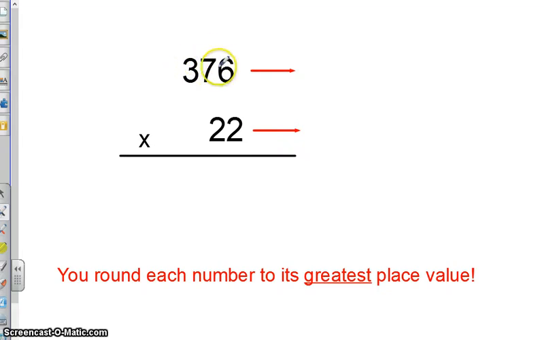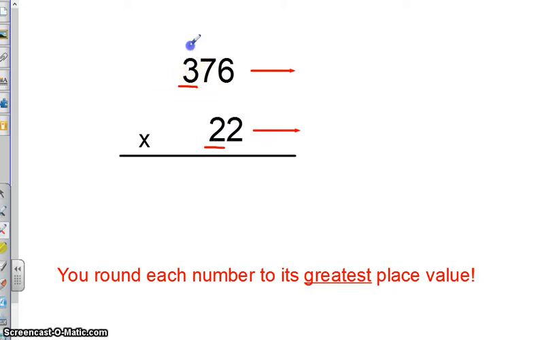So if you look at 376, the greatest place value is the hundreds place. So we're going to round this number to the nearest hundred. 22, its greatest place is the tens place. So we're going to round 22 to the nearest 10. Okay, so let's do that right now.